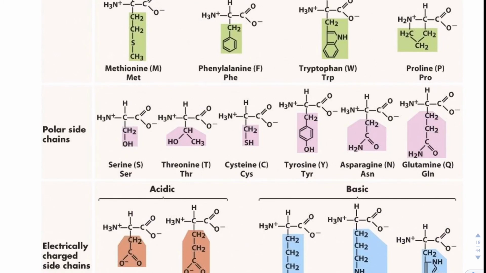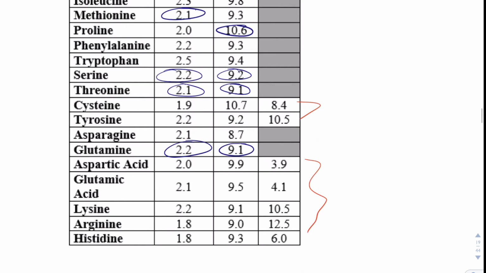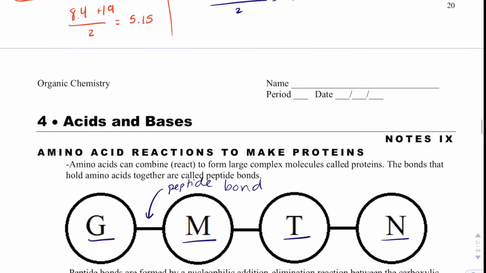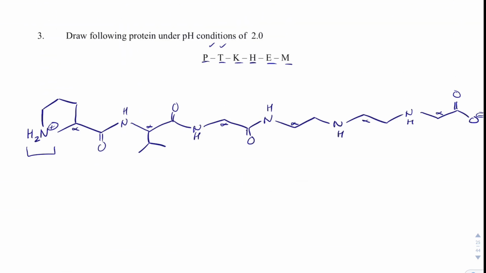Okay. K is lysine. Okay. Lysine has a pKa of 10.5. So lysine is 1, 2, 3, 4 carbons in an amine group. 1, 2, 3, 4. 1, 2, 3, 4. And then an amine group. And since it's a pH of 2, that's way lower than the pKa, so it'll be protonated.